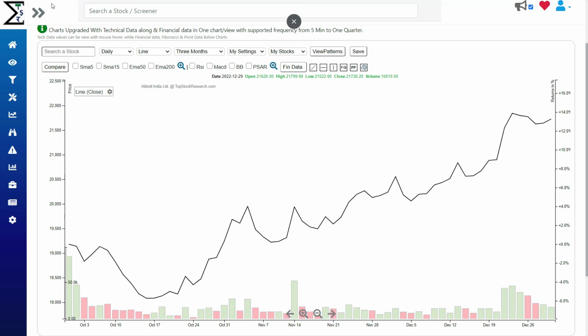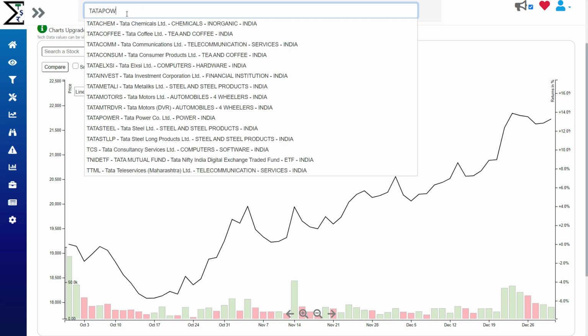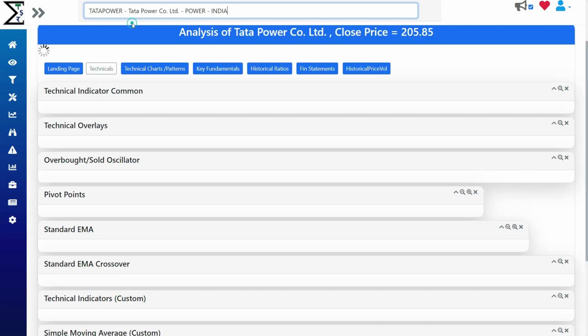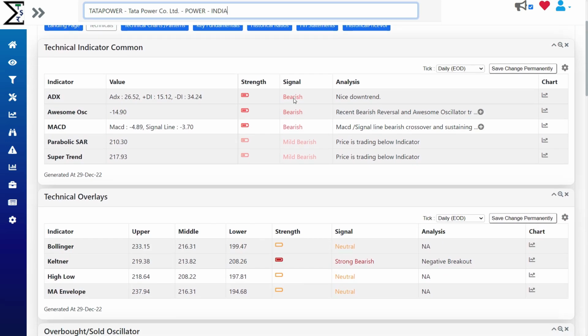Let's take the opportunity to look at one of the stocks. Nobody has recommended one, so I'll take a stock. Mayur, want to tell me a stock? Tata Power. Okay, let's go to Tata Power. We see Bollinger bands in the typical overlays. For Tata Power, it is neutral, right? Why is it neutral? There's no analysis, it's neutral, so maybe it's not giving you a clear signal.